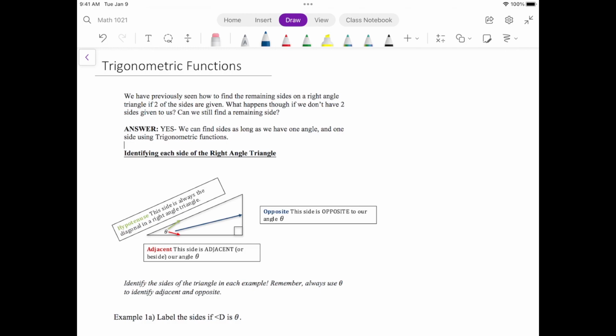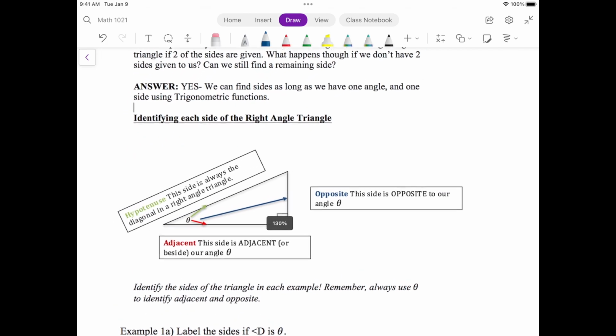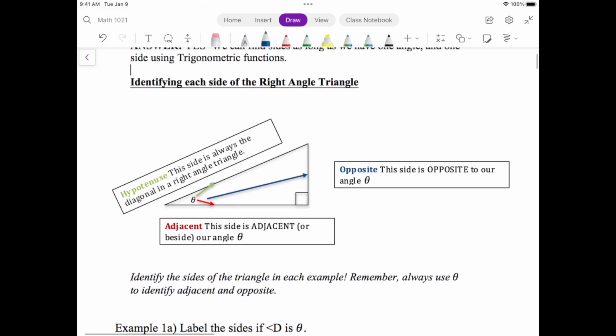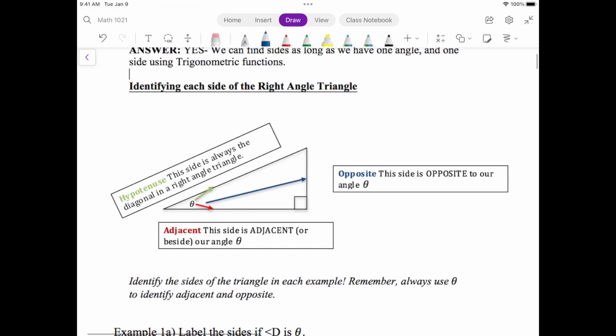So the first step of this process is being able to identify the sides. If we look at this triangle right here, you see that I have labeled the sides. They are always based off of the angle that we are given or the angle that we're trying to find, and we use the theta symbol for this angle. The hypotenuse is always across from the right angle, so usually that is the first one that I will go to. It's the one that is across from the right angle. It is called the hypotenuse.